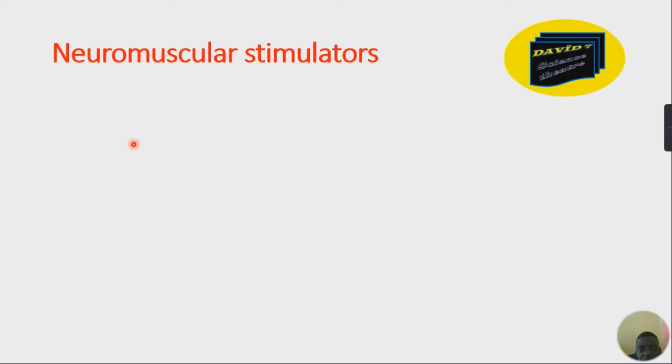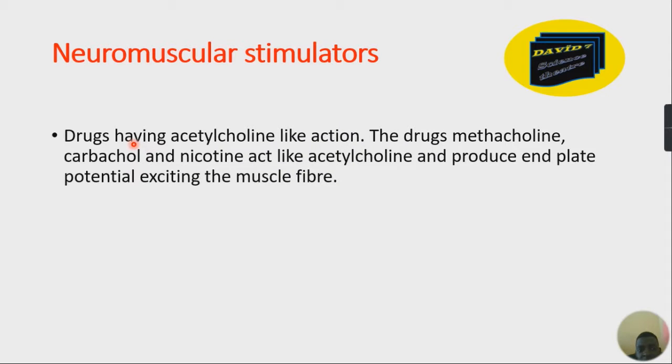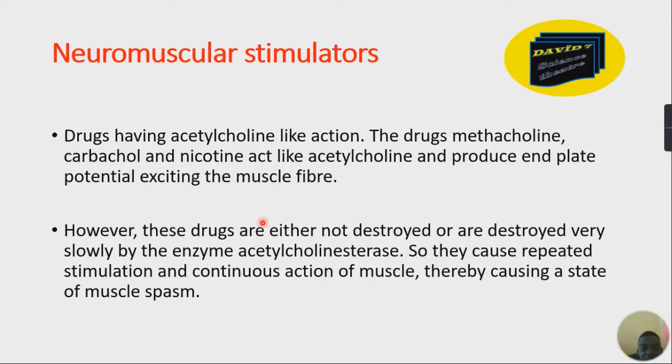So there are drugs which stimulate the neuromuscular junction, and we have a group which have acetylcholine-like action. This will include methacholine, carbachol, nicotine. They act like acetylcholine and produce end plate potential, which excites the muscle fiber. However, these drugs are not destroyed or are destroyed very slowly by the enzyme acetylcholinesterase, so they will cause repeated stimulation and continuous action of muscle, thereby causing a state of muscle spasm. This is a clear point.